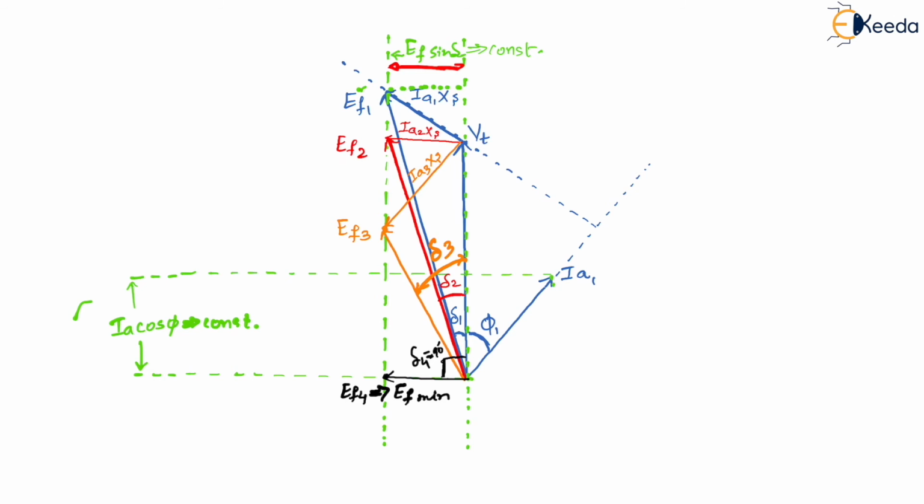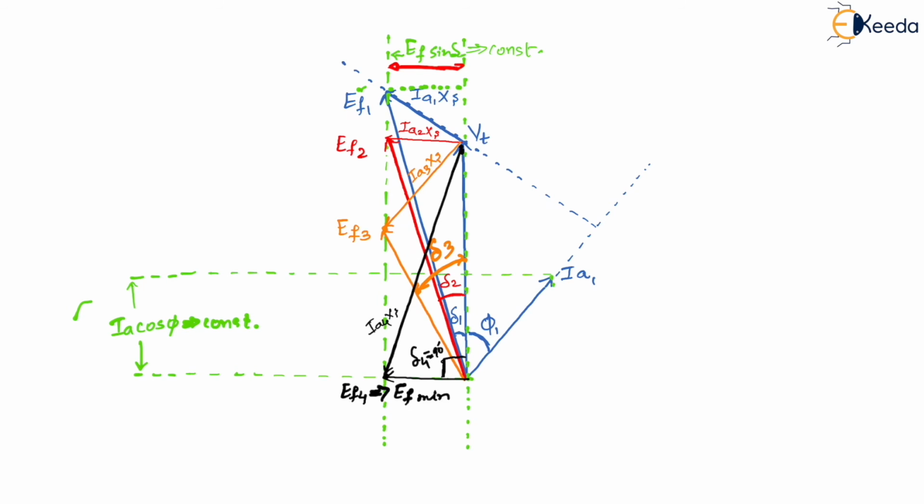So VT plus IA4 axis is nothing but equal to EF4. Yes or no? VT plus IA4 axis is nothing but equal to EF4. Correct? Yes. Now, let us think of IA.